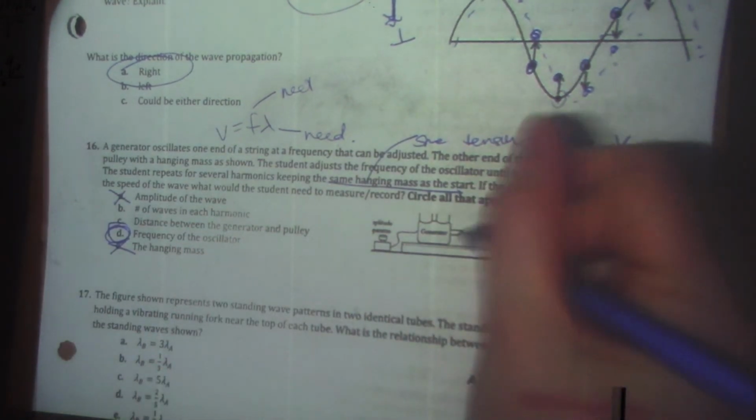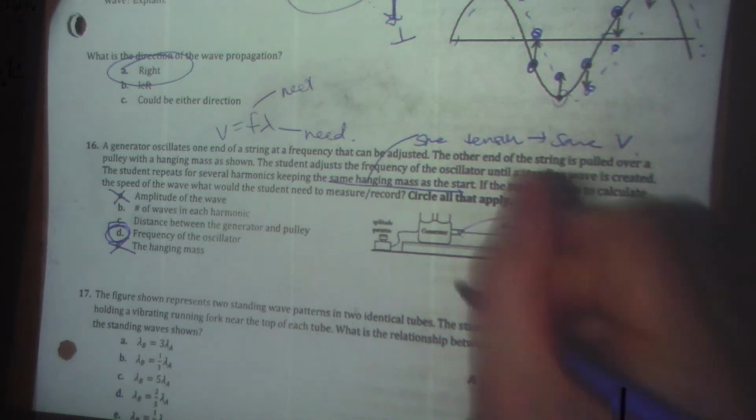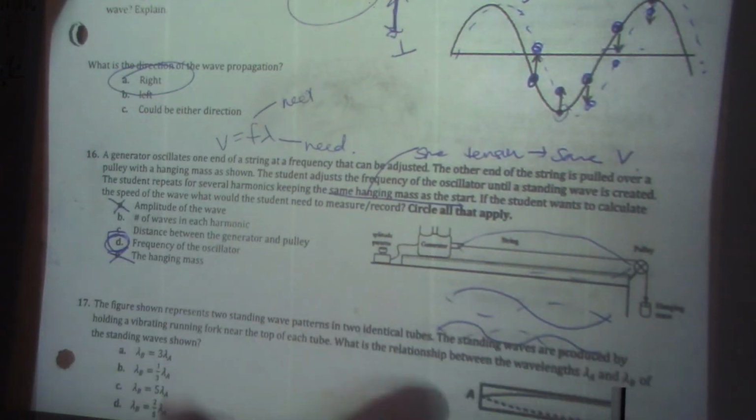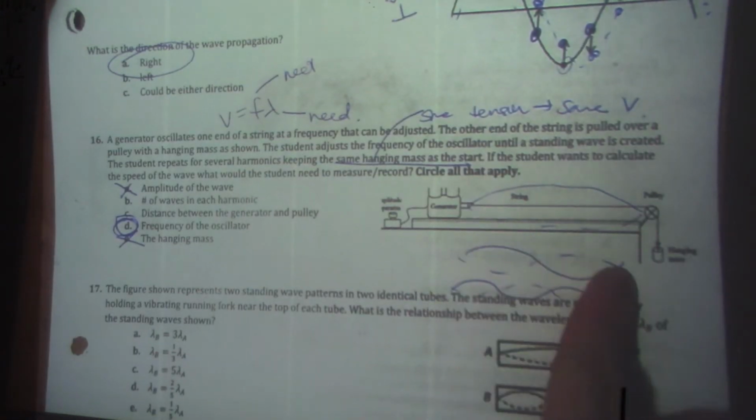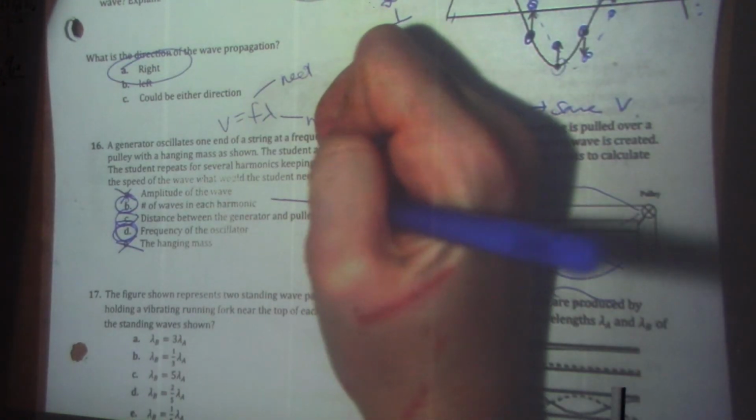So we're going to create a first harmonic, a second harmonic, a third harmonic, etc., all at the same length of string. Just counting the number of waves doesn't actually give me my wavelength, right? You would also need to know the length of the string, so you need both B and C. These two together will be used to find wavelength.